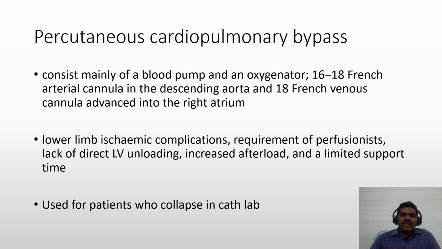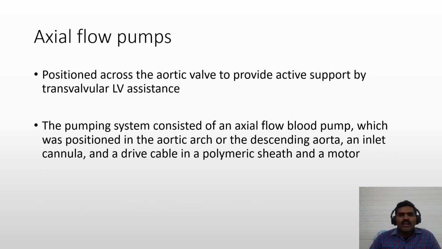Axial flow pumps are positioned across the aortic wall to provide active support by transvalvular LV assistance. The pumping system consists of an axial blood flow pump, which is positioned in the aortic arch or the descending aorta, an inlet cannula, and a drive cable in a polymeric sheath, and a motor will be there, and they will assist in increasing the cardiac output.